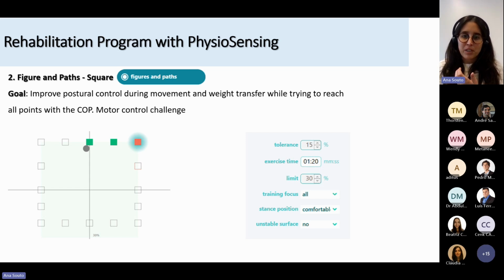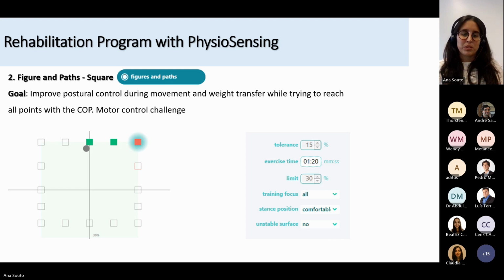Again, we have some parameters that we can change. We already talked about the tolerance and the exercise time. Now, one that is very important also is here, the limits. So we assess the limits of stability. We know that this person has really reduced limits of stability, and he barely reaches 30% of the theoretical limits of stability. So to start, we can select around the maximum percentage that he got on the assessment protocol.